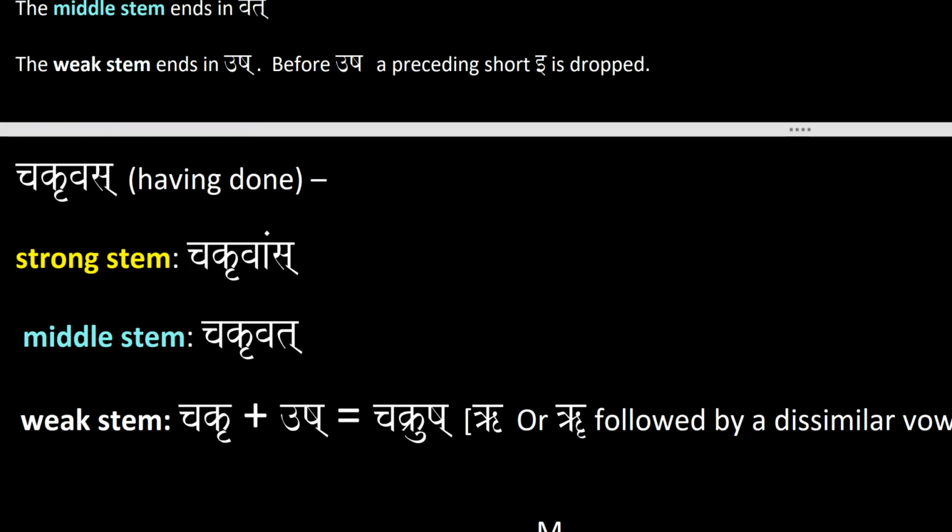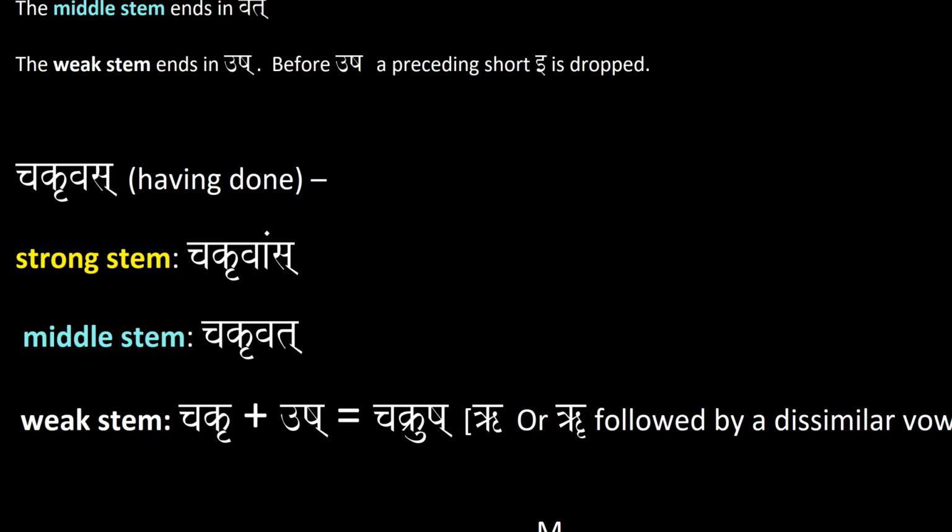Well, there's not a short e here, but we have chakri plus ush after removing this vas suffix, and then you end up with chakrush. So you have chakrush. So what happened here?